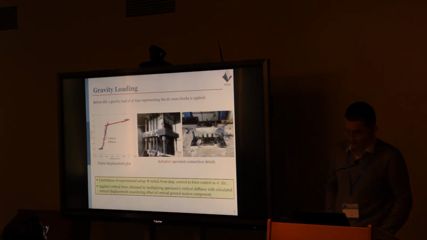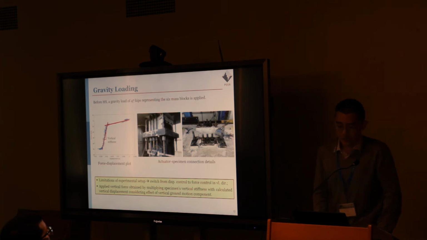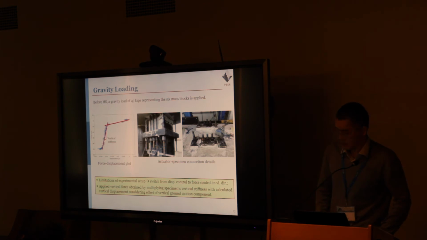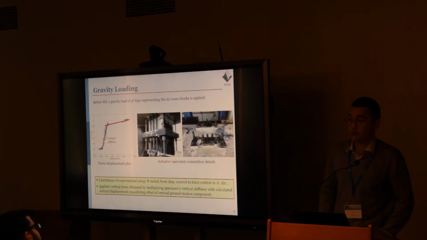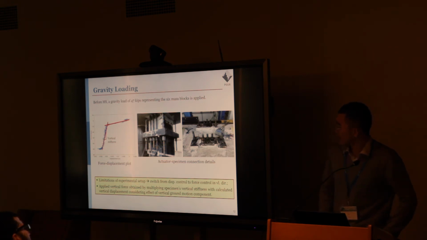So this is one of the limitations in the setup, and this is because when we apply the displacements, we need to make sure that the measured force is correct. But in this case, the measured force from the vertical direction is not correct. So that's why we decided to switch from displacement control to force control in the vertical direction. And the vertical force was obtained by multiplying the specimen stiffness in the vertical direction with the calculated vertical displacement.